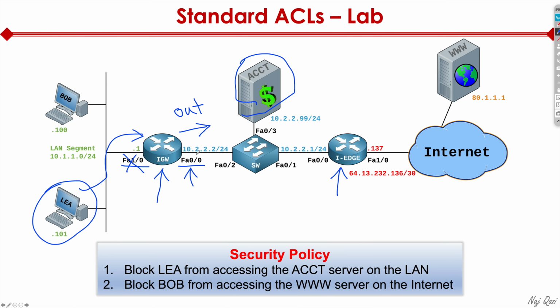If we applied it in the inbound direction, it's not going to work because Leah sits on the fast Ethernet 1/0 side, and the traffic is received on that interface and then sent out on the interface to the right, which is fast Ethernet 0/0.